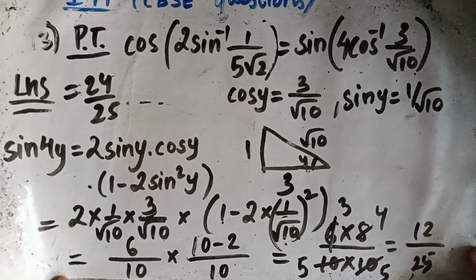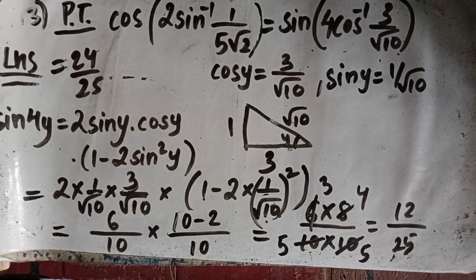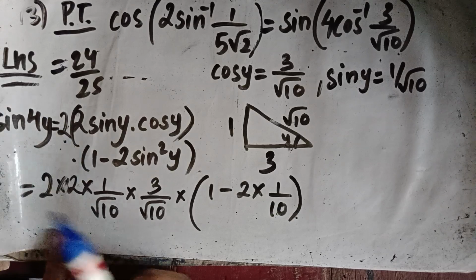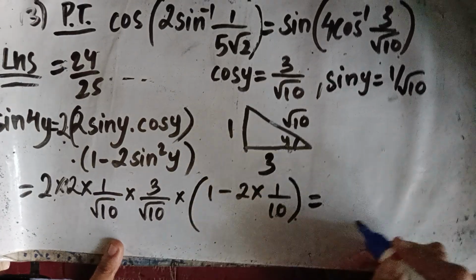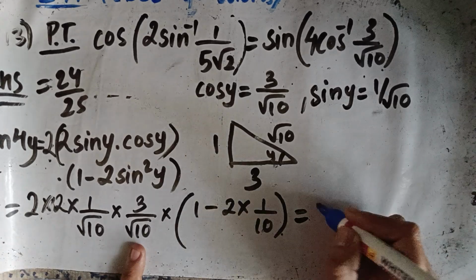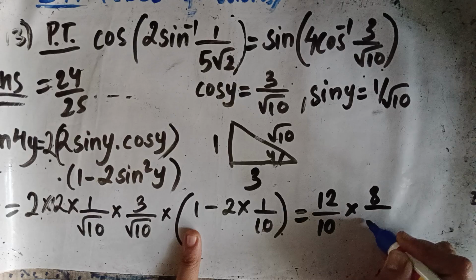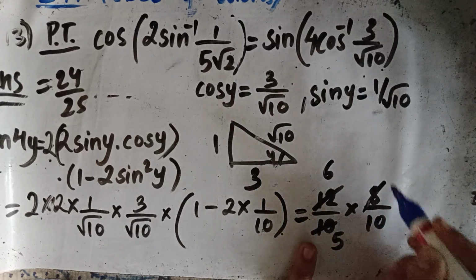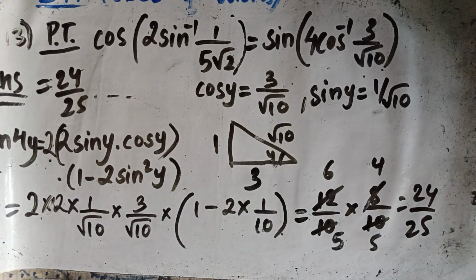Something we have missed. Okay, I'll write it once again. Okay, so the mistake was here, that is here one more 2 was there which I had not written. Okay, now we'll get the answer, that is 2 into 3 is 6, 6 into... this is 12 upon 10 into 10 minus 2, 8 by 10. Okay, so 24 by 25. So this is LHS equal to RHS.